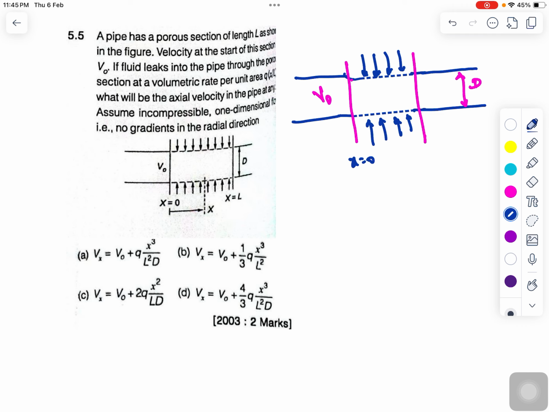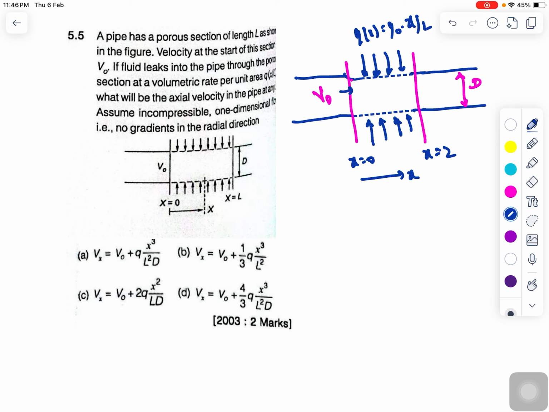Let's say this is x equals 0, and this point is x equals L. If I'm going along this direction, this is our x-axis. The velocity at the inlet of the pipe here is v naught, and the flow rate of the fluid entering is given as qx equals q naught into x by L.